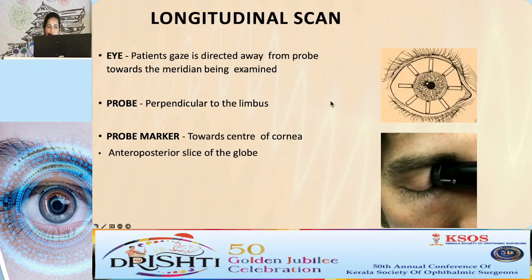Next is the longitudinal scan. In this, the patient's gaze is directed away from the probe towards the meridian being examined, and the probe marker is kept perpendicular to the limbus and towards the cornea. Usually it examines the anterior-posterior slice of the globe. So this scan is used for measuring the anterior-posterior dimension of tumors.